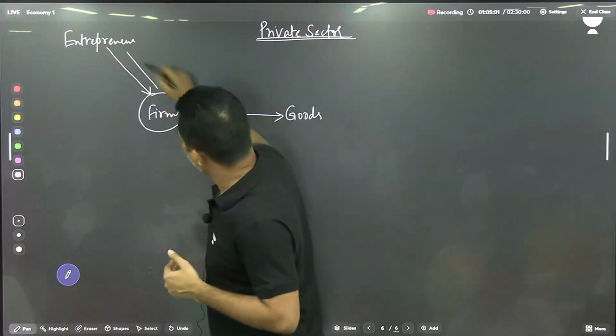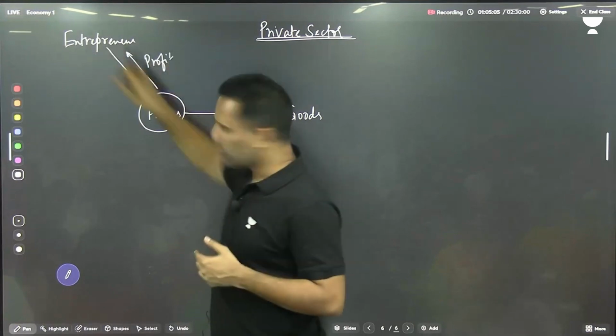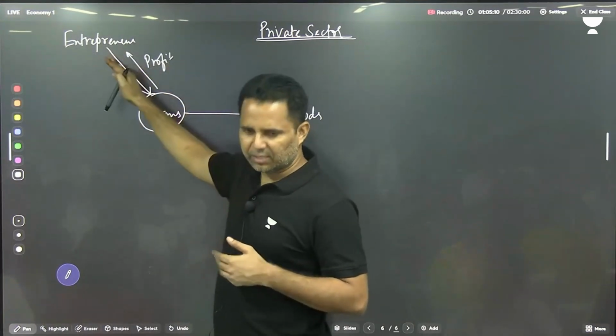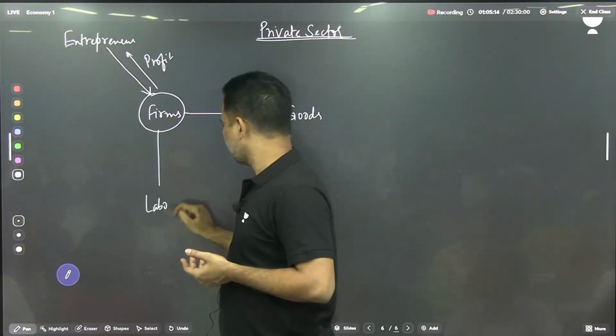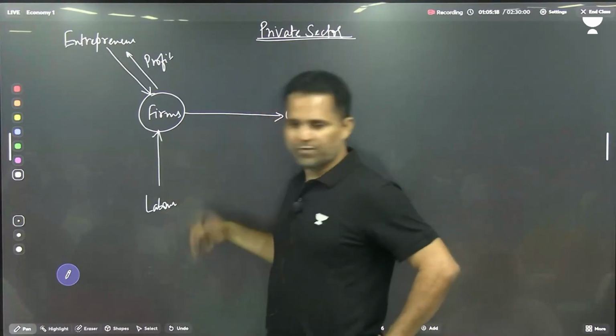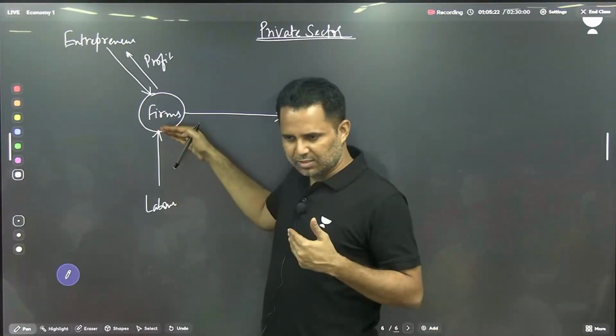Yes, everyone knows this. See, if someone is providing some input, they are not going to provide it for free. So Unacademy gives return profit. In the same way, the other input is labor. Like Vivek. Vivek is giving his mental labor to Unacademy.